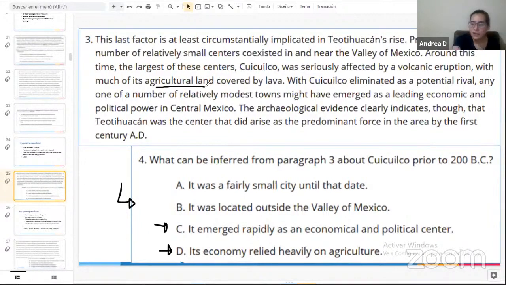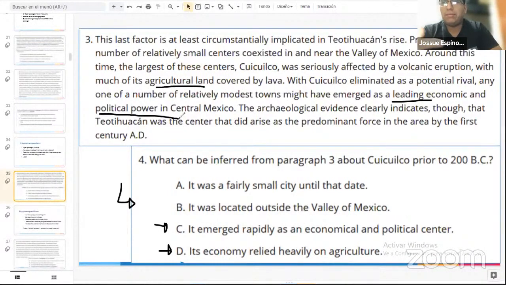What about Josue? Yeah, I think it was you, Josue. Why C? Yes, because when you look at the part where we could eliminate Cuicuilco as a potential rival, the other places might have emerged as a leading economic and political power, because Cuicuilco was the largest place, probably the most rapidly emerging. But when you eliminate that, the other places can take this place.